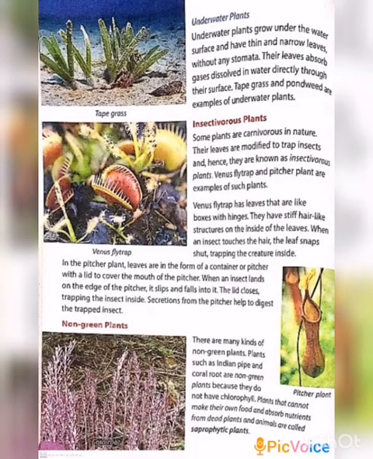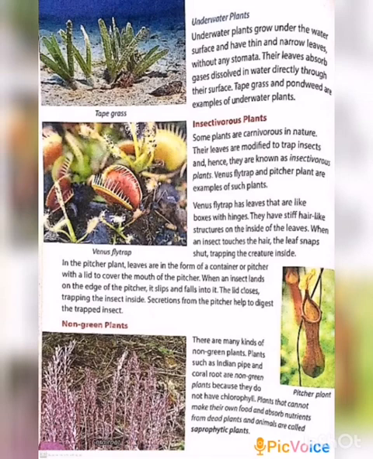Next, underwater plants. Some plants are completely submerged under the water. They are called underwater plants. Example, hydrilla, pondweed, tape grass, etc. Here the adaptations are that the stems are floatable, flexible and light, and there are no stomata on leaves. Here the leaves are narrow and thin.